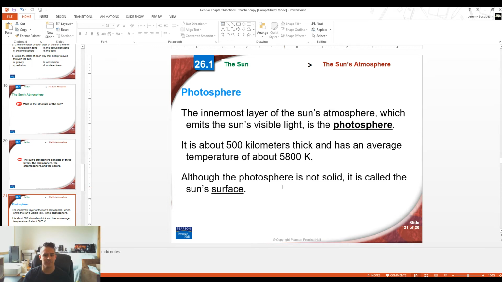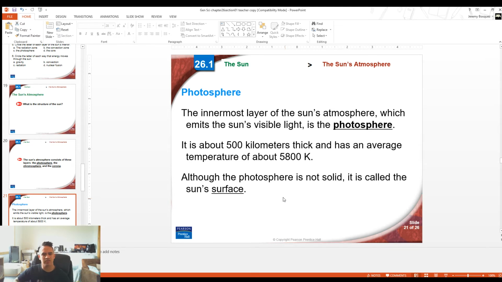It has an average temperature of about 5,800 Kelvin. So just to give you a relative idea of how hot that is, blowtorches are about as hot as that, or a bit hotter. So it's not super hot. I mean, it's hot, but it's not that hot. The core is way hotter than this. Okay, so it's relatively cool or cold.